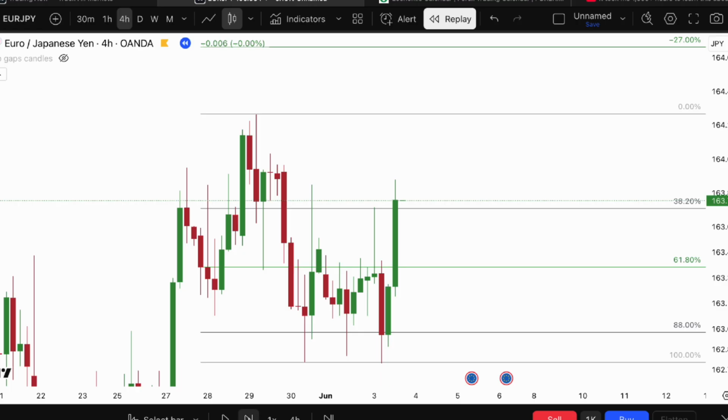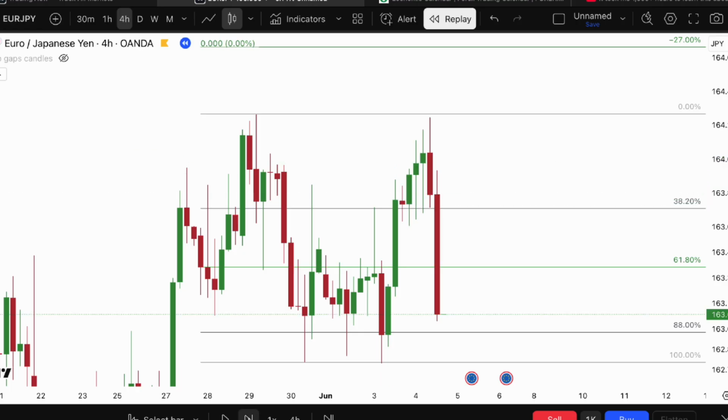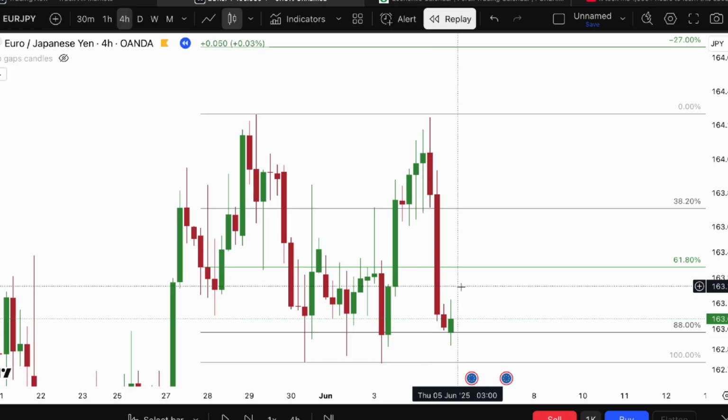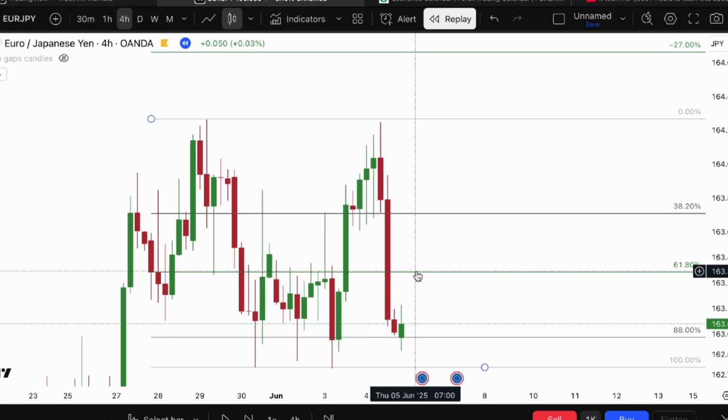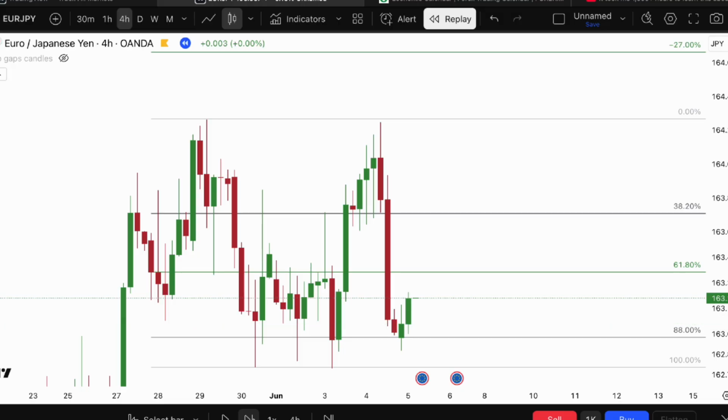So right there you can see what would have happened. Price came crashing all the way down. Now we are just going to wait until we have a break above the 61 level once again. Here you can see we have a clear break.